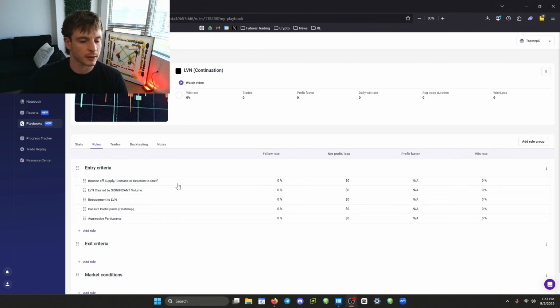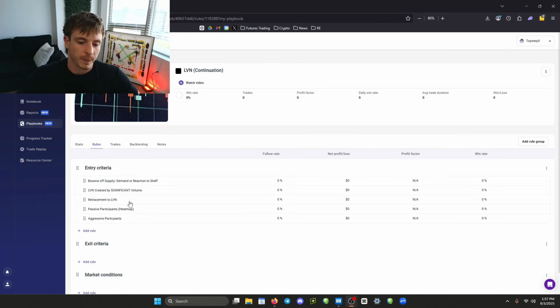So this is basically how I like to look for continuation setups. I like to see a bounce off of a supply or demand level first that creates an LVN. I like to see the LVN get created with significant volume. Sometimes you'll have an LVN that gets created, but it's not on significant volume, meaning there aren't large participants actually creating the LVN. That's one thing I've picked up on. It doesn't happen as much, but that's one thing I've picked up on.